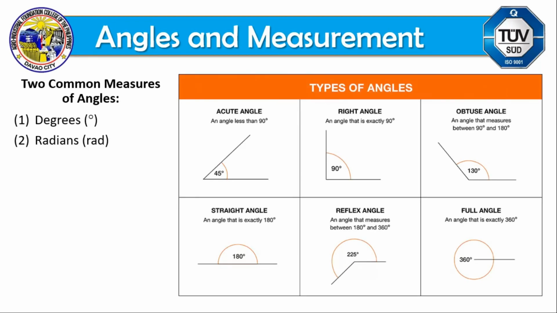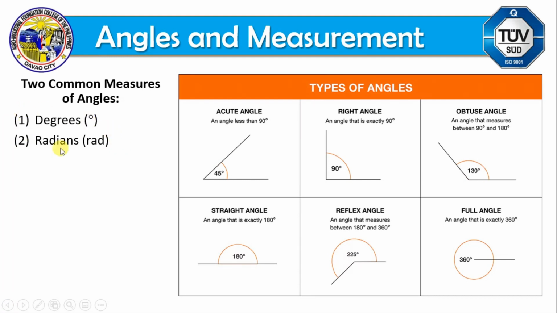These are the various types of angles. I'm sure you have already encountered this in your previous topics in mathematics. We have acute angle, right angle, obtuse, straight, reflex, and full angle. I will not go into the definitions; you can read them. What I want to explain is the relationship between these two common measures.